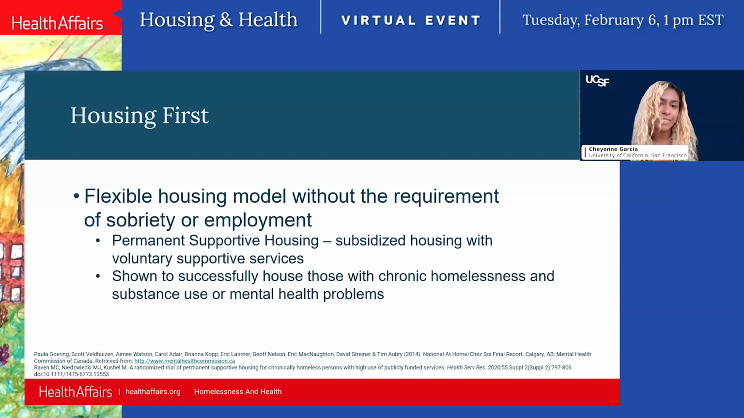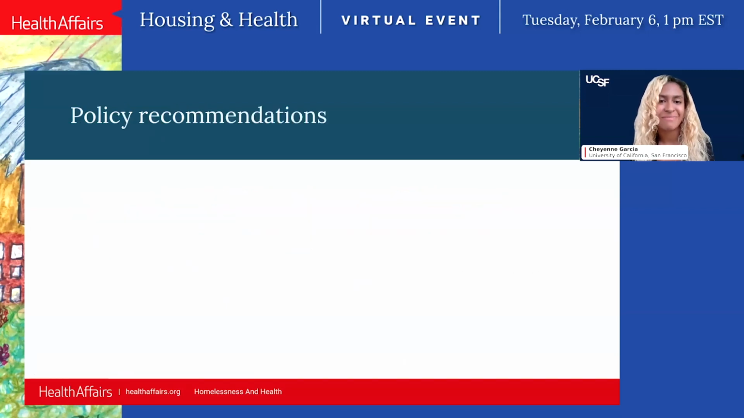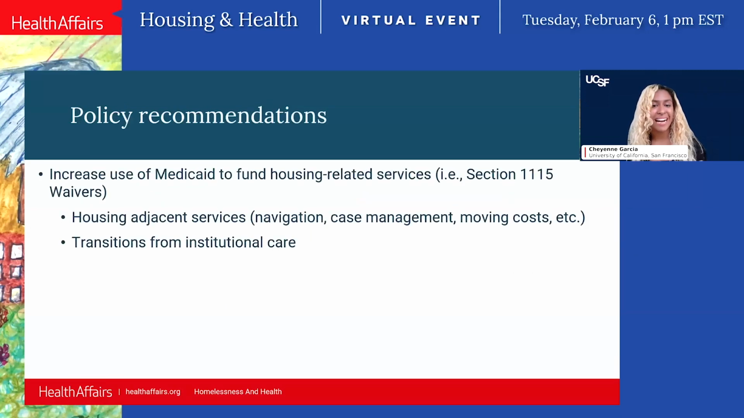And multiple randomized controlled trials across the US, Canada, and Europe have shown that permanent supportive housing successfully houses people with chronic homelessness and substance use or mental health problems. Next slide. With this evidence in mind, we present several policy recommendations.